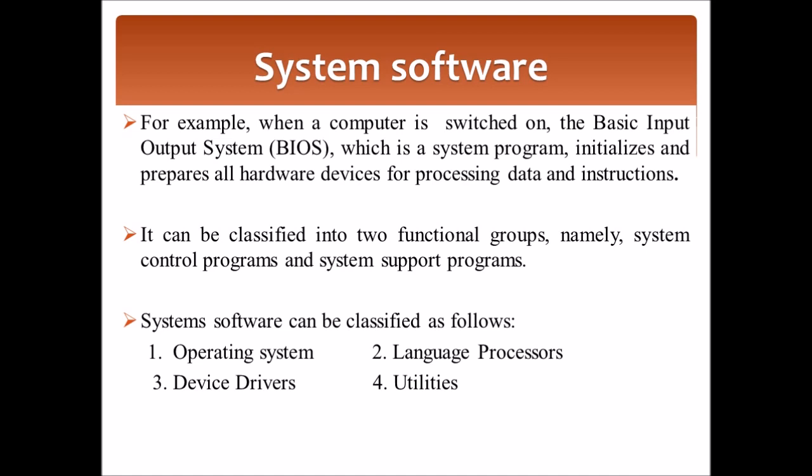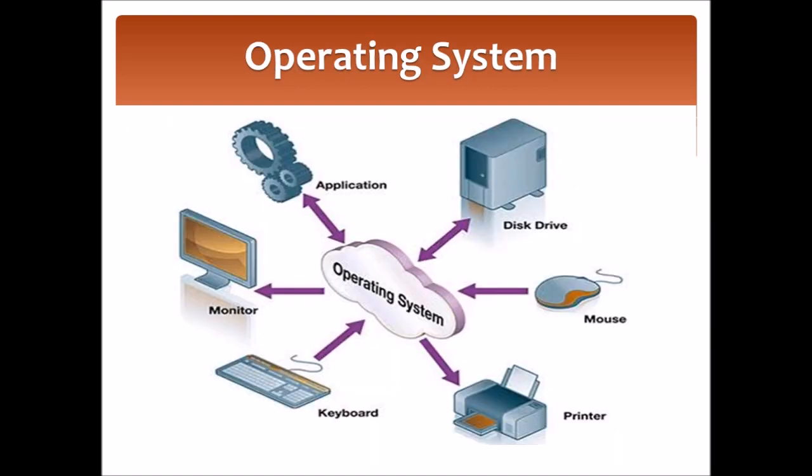Okay, this system software is categorized into four parts or programs: first operating system, second language processors, third device drivers, fourth utilities. So we will talk about these one by one now. Okay, now we are going to discuss the operating system.